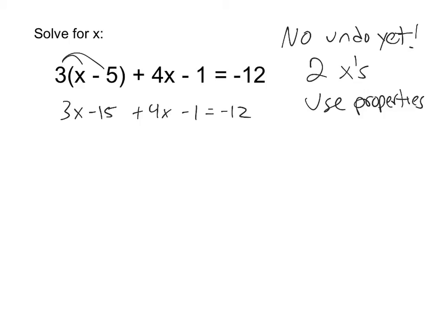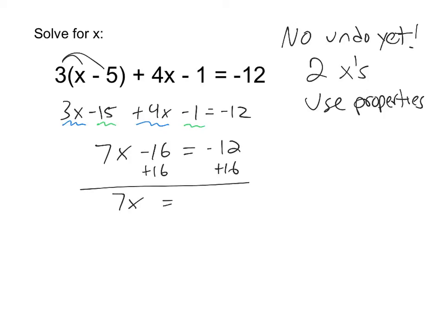We also know that we can combine like terms. You might remember doing that, combining those two together, and then combining those two together, and getting 7x minus 16 equals negative 12. And now we can do the undoing. So now we'll add 16 to both sides. There we go. We get 7x equals positive 4. Dividing by 7, we get a fraction. We're going to leave it as a fraction. 4 over 7 is cool.